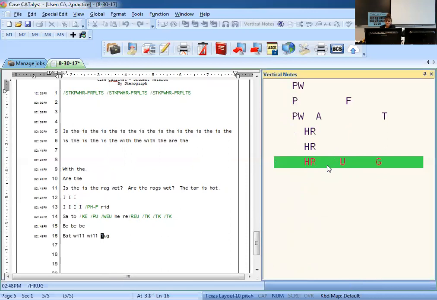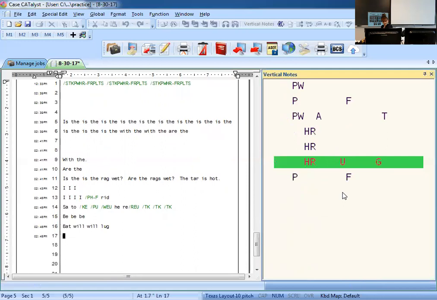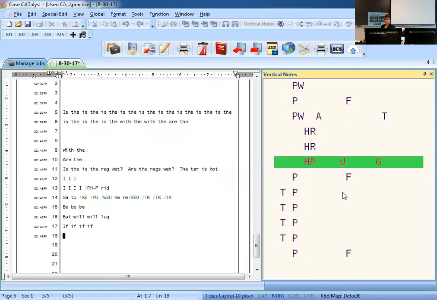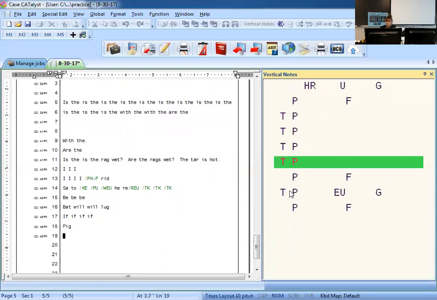So then we have the letter F, which is TP, going on to the right side at the very top of page 24. So TP is my new F. Let's say I wanted to write the word fig, F-I-G, okay? Because this is my new F.